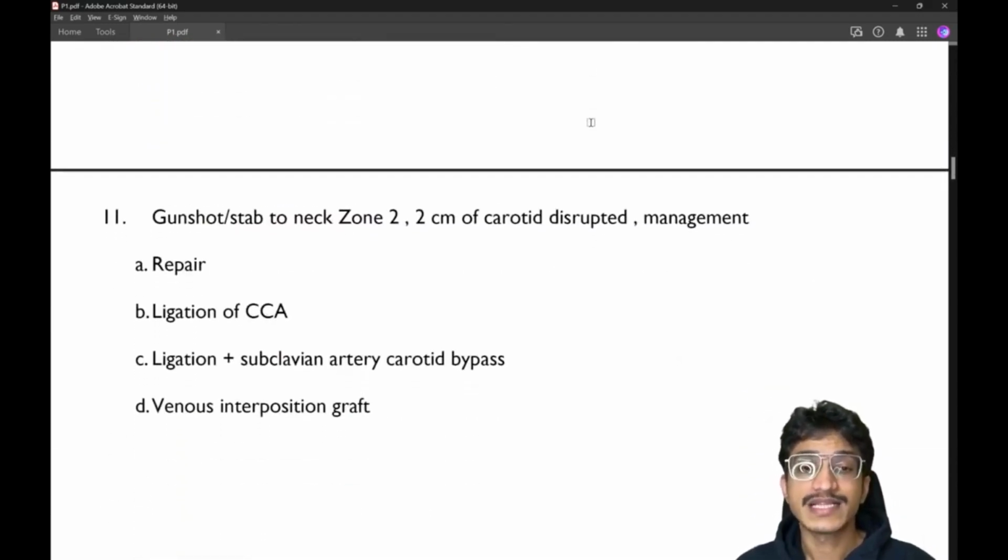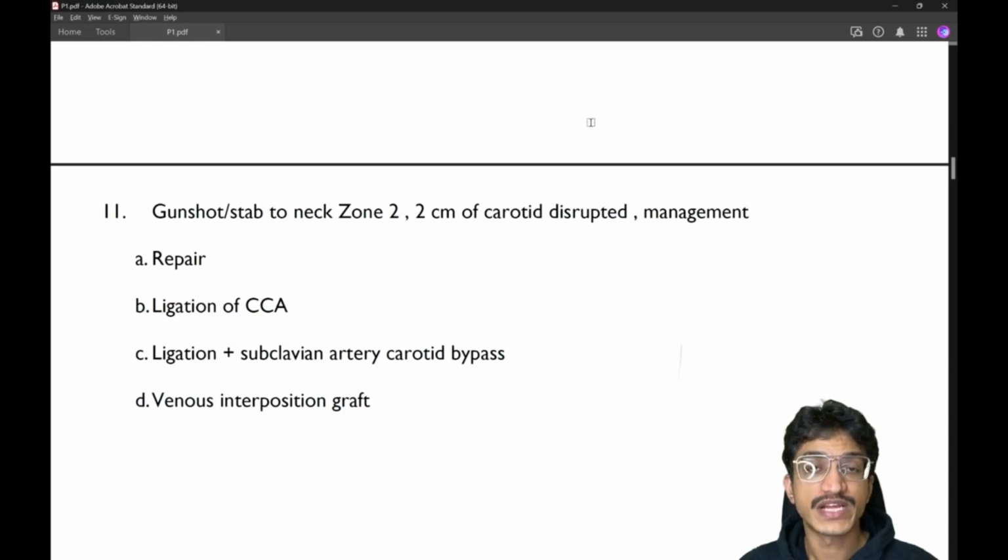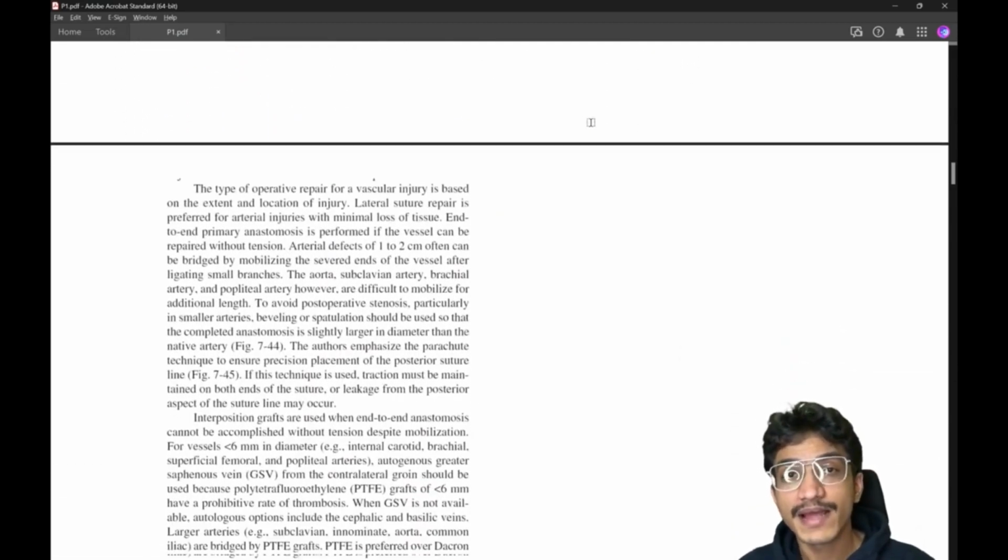Moving on to the next, that is gunshot or stab, proper recall is not known, with injury to zone 2 of the neck with 2 cm of carotid disrupted, management. So this is again a reference maybe from Shorts, wherein they mentioned the repair modalities.